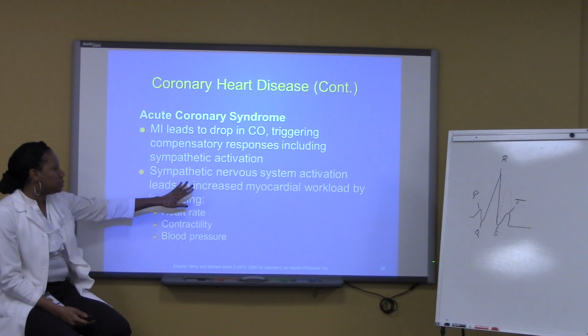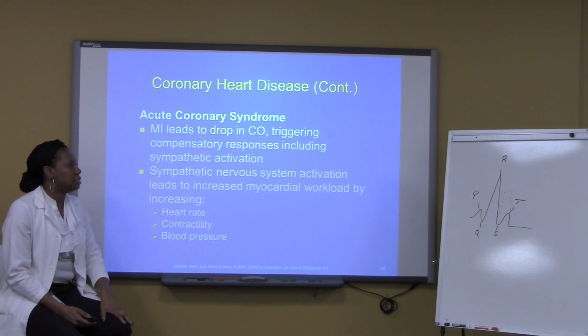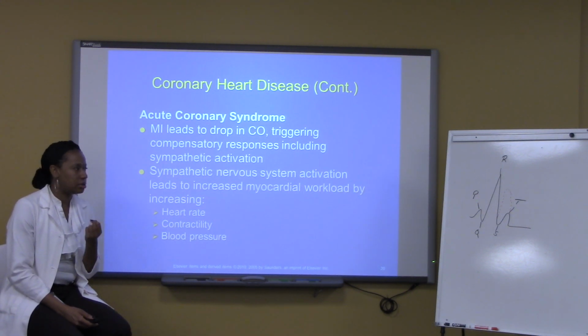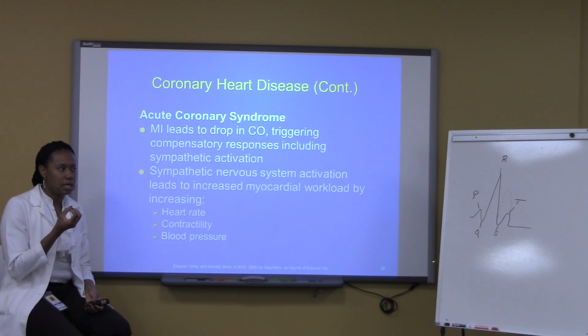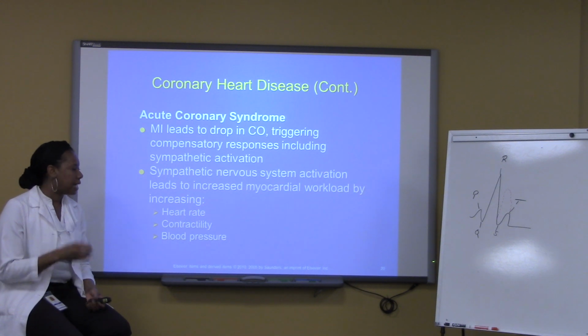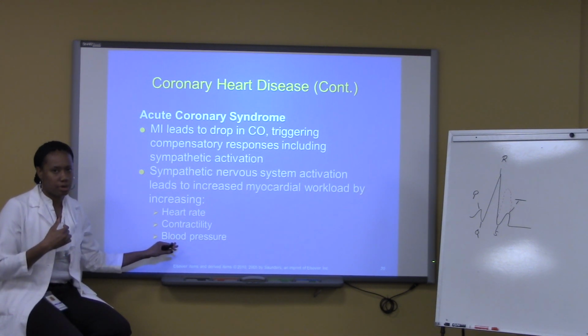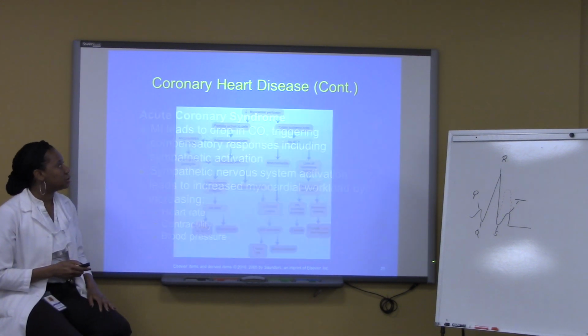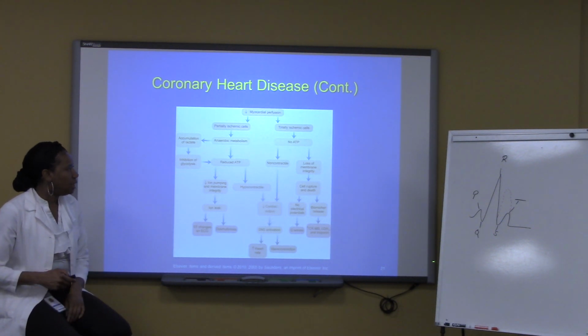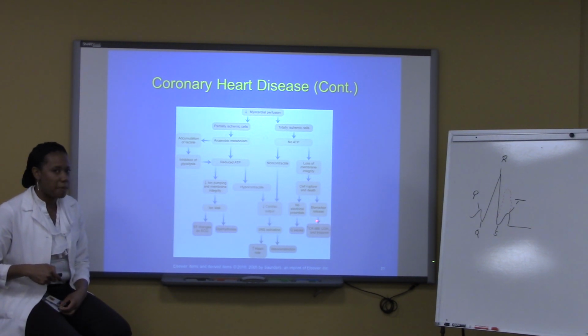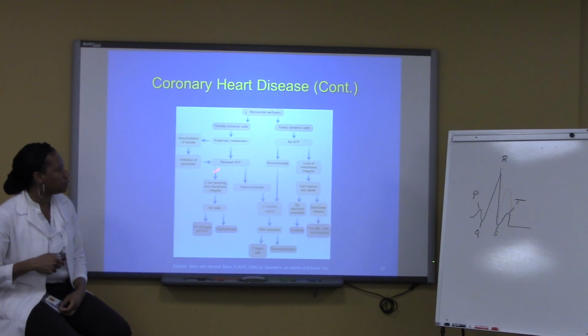So the sympathetic nervous system activation will lead to an increased myocardial workload, which will then increase the heart rate, increase the contractility of the heart muscle tissue, and obviously also increase blood pressure. Okay. So just make sure you go over those things. Now, please understand this diagram, and I know it looks like a lot here, but if you walk yourself through it, it's not that bad. Okay, so let me just go through a little bit of this so you can understand.